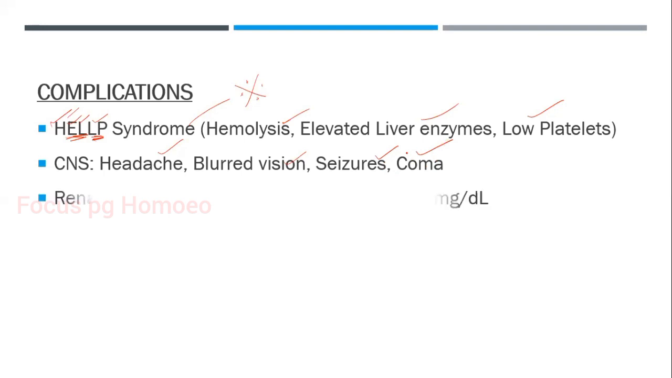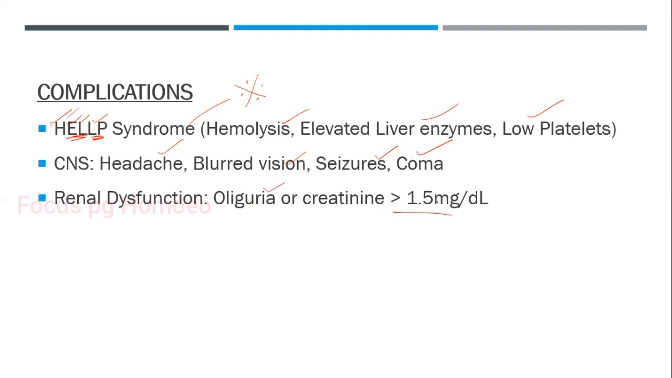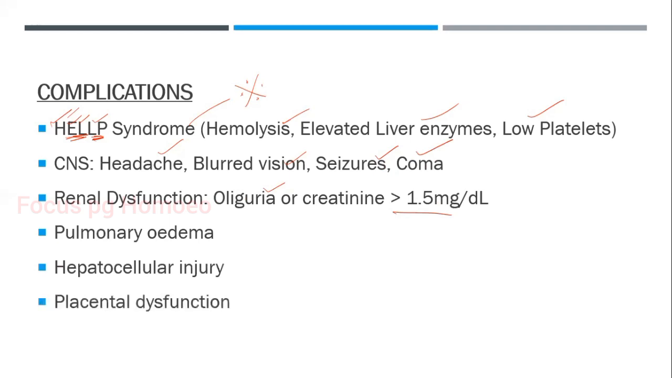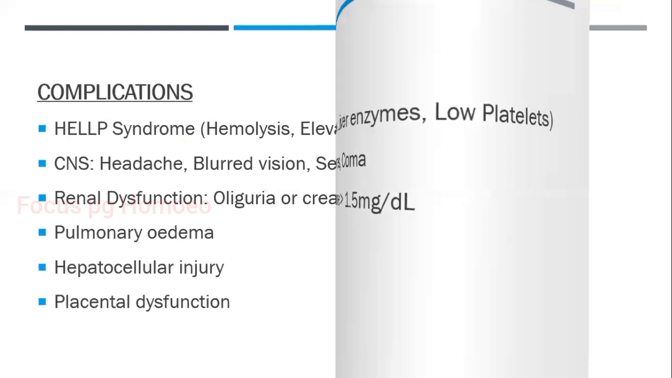So these are the complicated picture of preeclampsia. Renal dysfunction, usually it is oliguria and creatinine more than 1.5 milligram per dL. Pulmonary edema is a complication. Hepatocellular injury is a complication. Placental dysfunction is a complication.